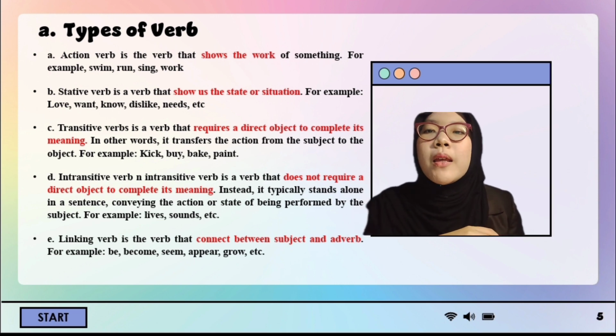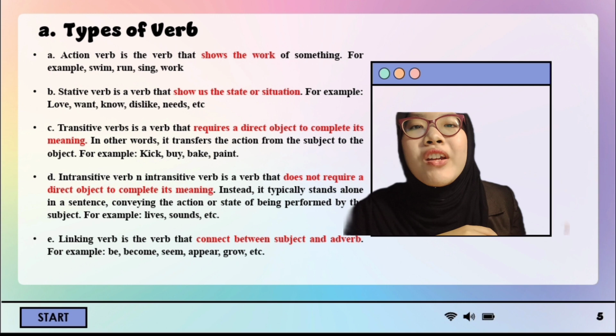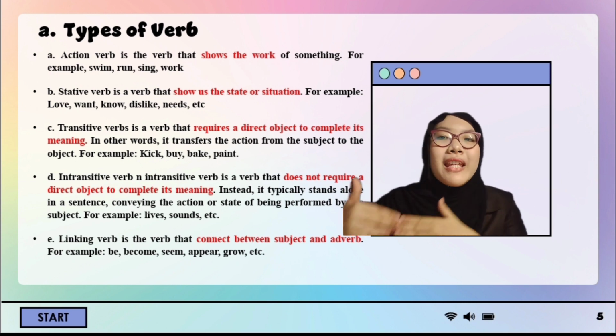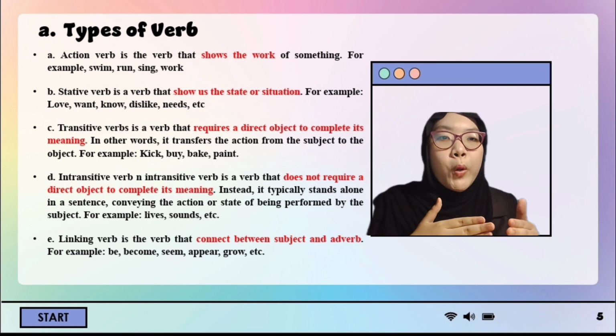And then the linking verb is the verb that connects between the subject and the adjective. It is like, for example, be, become, seem, appear, grow, etc.